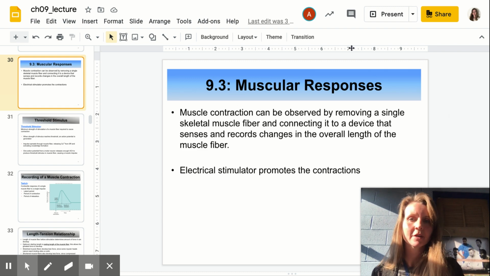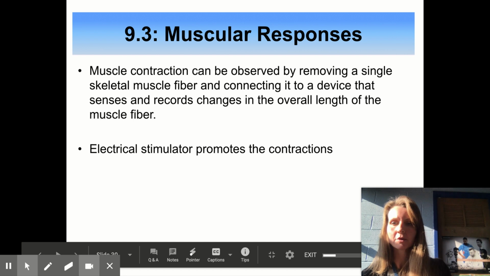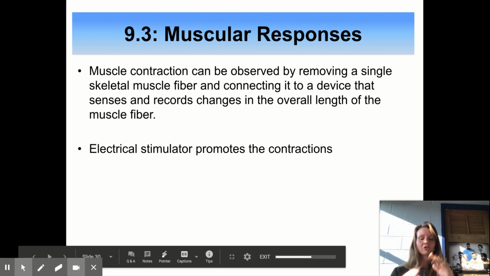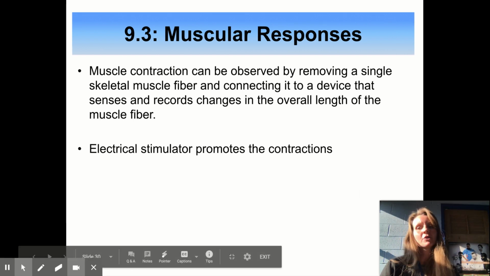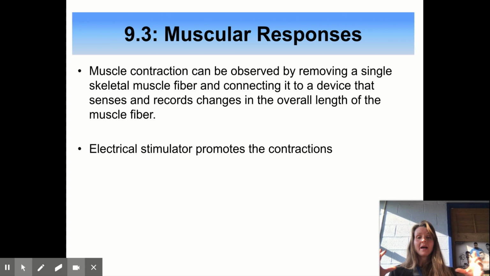Okay, we are going to talk a little bit more about how the muscles and the motor unit essentially works. Muscle contractions can be observed by removing a single skeletal muscle fiber, right? And we can stimulate it with an electrical probe, and we can actually see that muscle tighten up. They've done this on cadavers and seen how the muscle will actually engage based on an electrical signal. So we can do that with electricity.